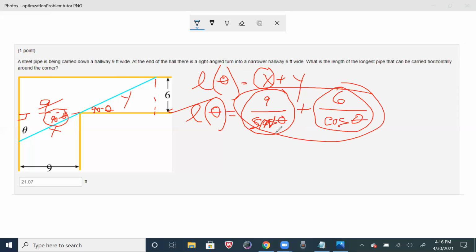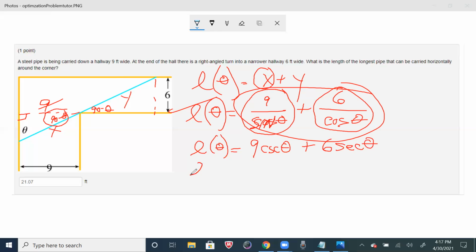Now, it's a little tricky taking the derivative of that. I guess I could use the quotient rule or something like that, but the easier way is to convert that to where the trig function is in the numerator. So that is 9 cosecant of theta plus 6 secant of theta. And we had a negative sign in there somewhere. Well, no, not till we take the derivative. Ah, right. Good. So that's L of theta.